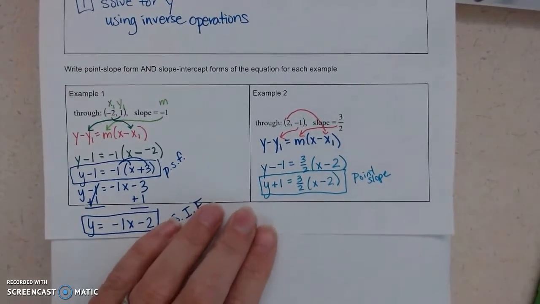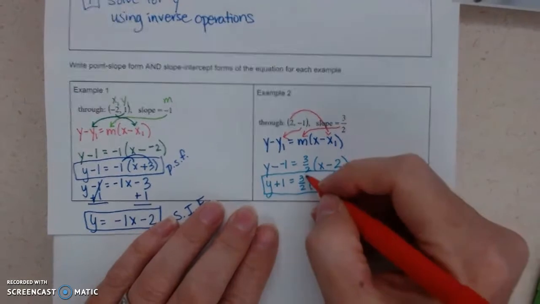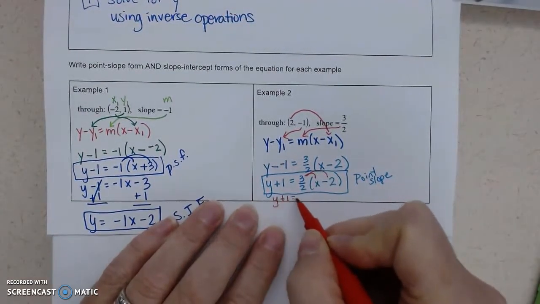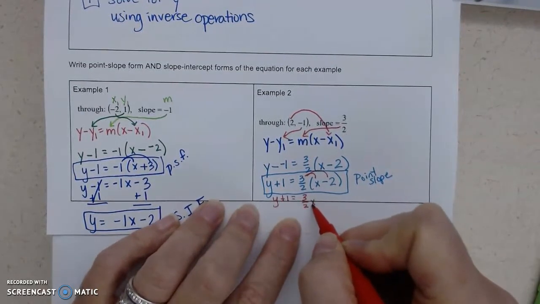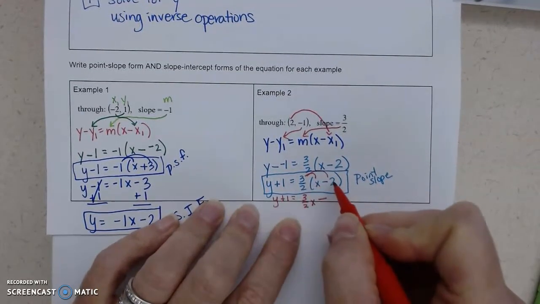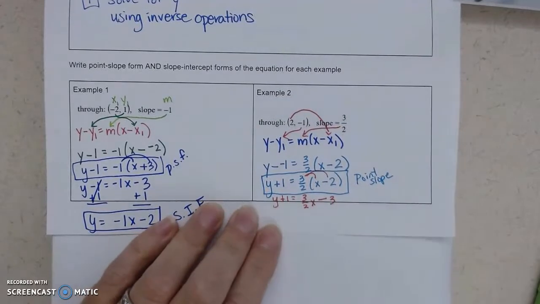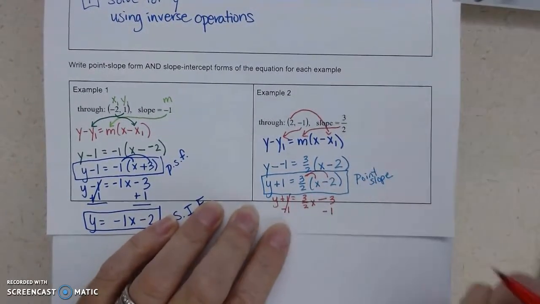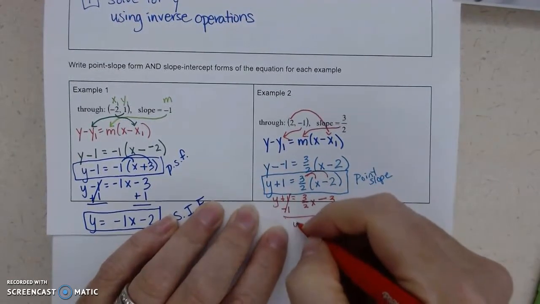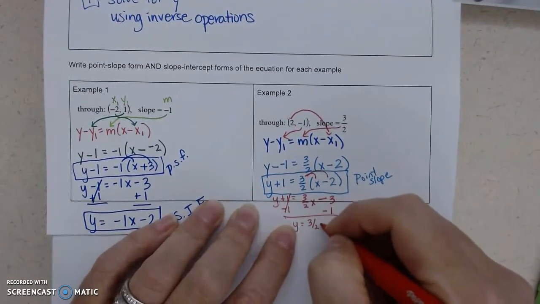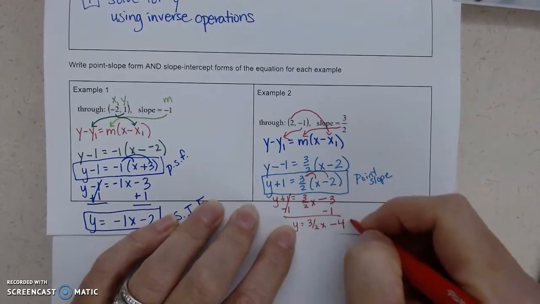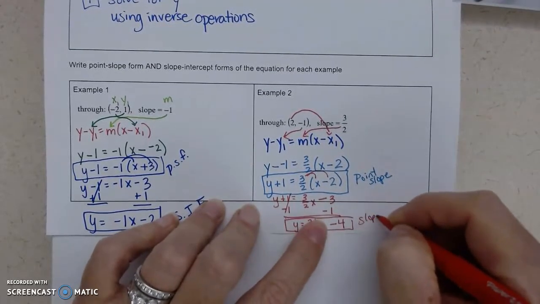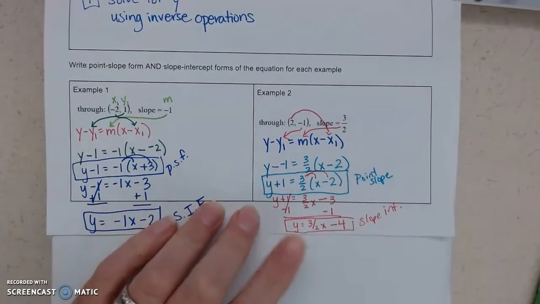Now, if we want to get slope-intercept form, we're going to distribute the 3 halves. So y plus 1 equals 3 halves x minus 3 halves times 2, which is 3. So we'll subtract 1, and we're left with y equals 3 halves x minus 4. And this is slope-intercept form.